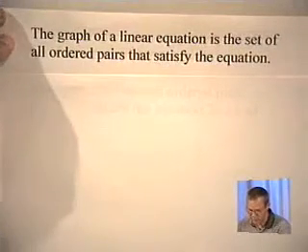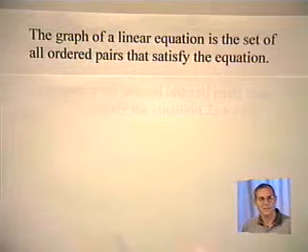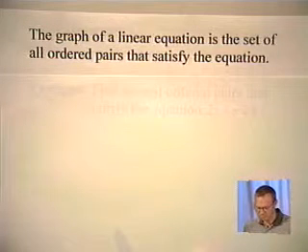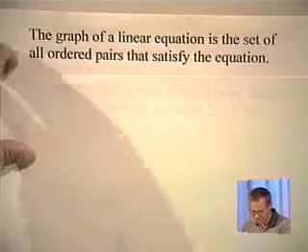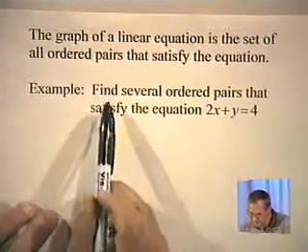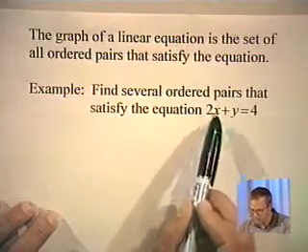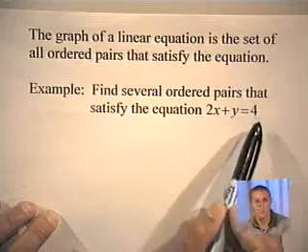The graph of a linear equation is simply the set of all ordered pairs that satisfy the equation. We'll get into more depth here. Let's look at an example. Find several ordered pairs that satisfy the equation 2x + y = 4.